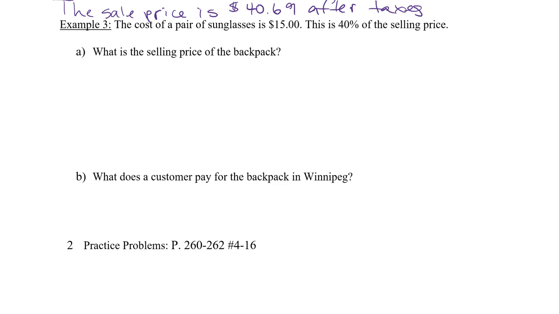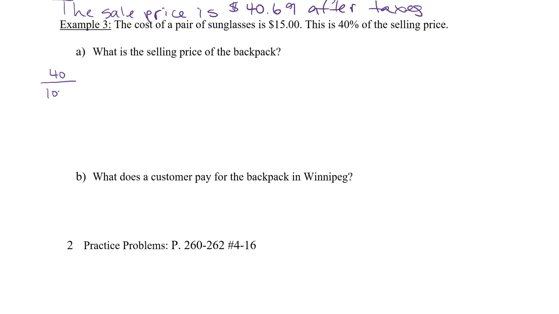All right, our last example, example 3. Now we're looking at the cost of a pair of sunglasses is $15. This is 40% of the selling price. Okay, so again, we've got to take this and translate it into math. So we have a 40%, so I'm going to set that up.